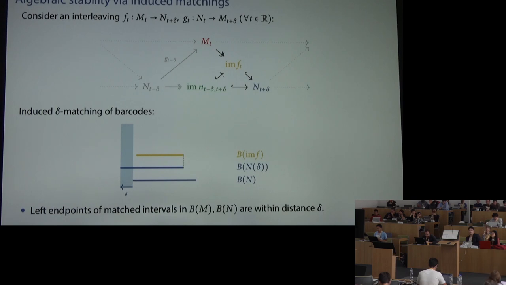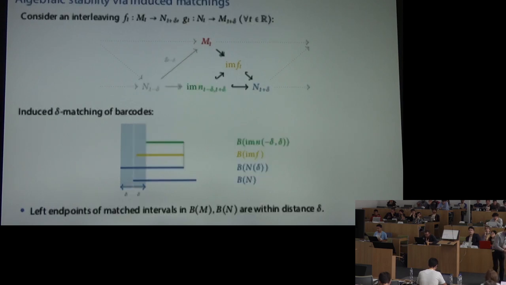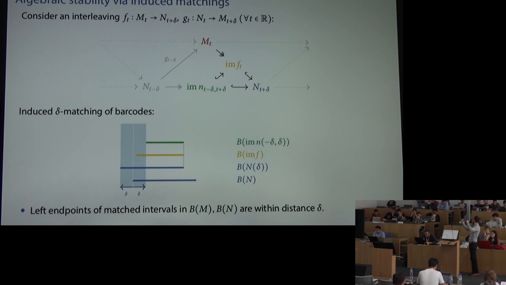And again, we have the green persistence module. Now this is simply on the level of barcodes. This is simply the barcode that you get if you start with N and you shrink all intervals from both ends by delta. That's exactly what the barcode of this image is.